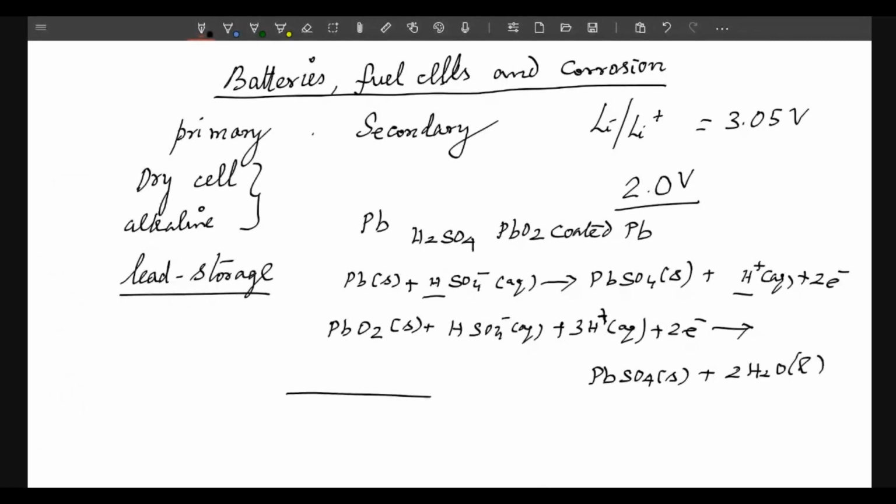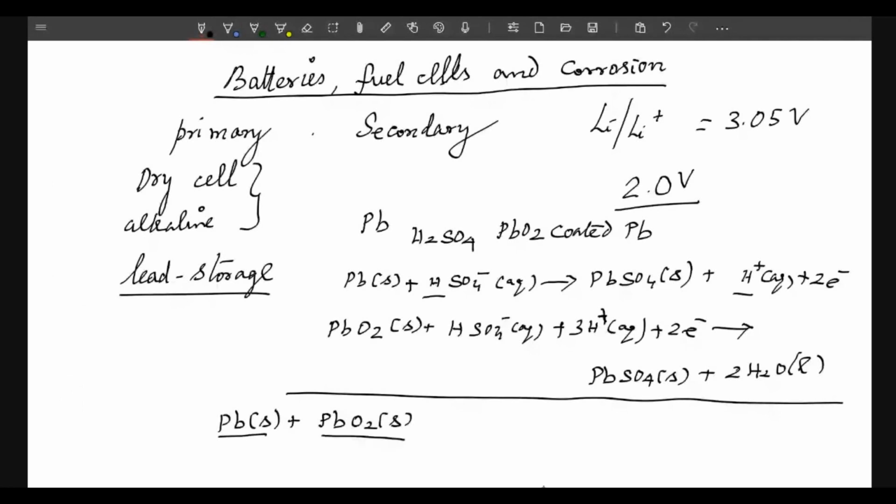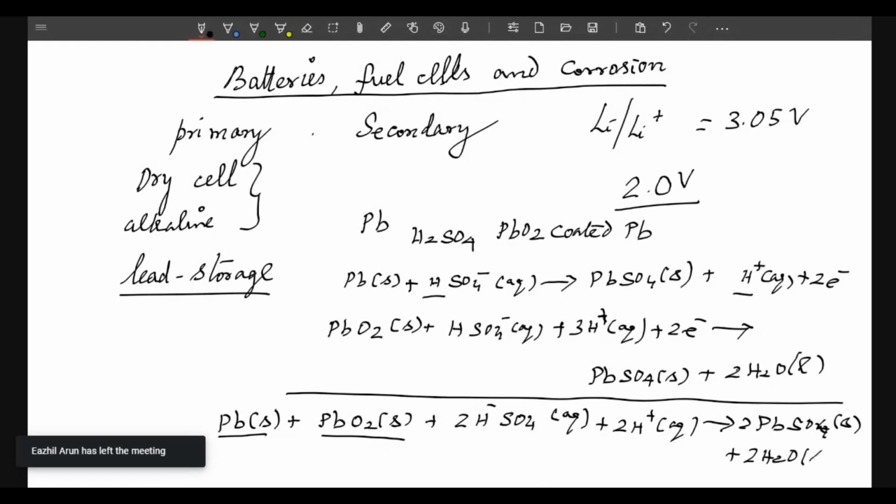If you consider the overall net reaction, though no question has been asked so far: what is the overall cell reaction taking place in the lead storage battery? You should know this. Lead solid and lead dioxide solid. Note here that the reactants are both solid, but so far in our voltaic cells, one would be solid, another would be an aqueous solution. Plus 2 HSO4 minus aqueous plus 2 H plus aqueous, giving 2 lead sulfate solid plus 2 water liquid. This is the net cell reaction.